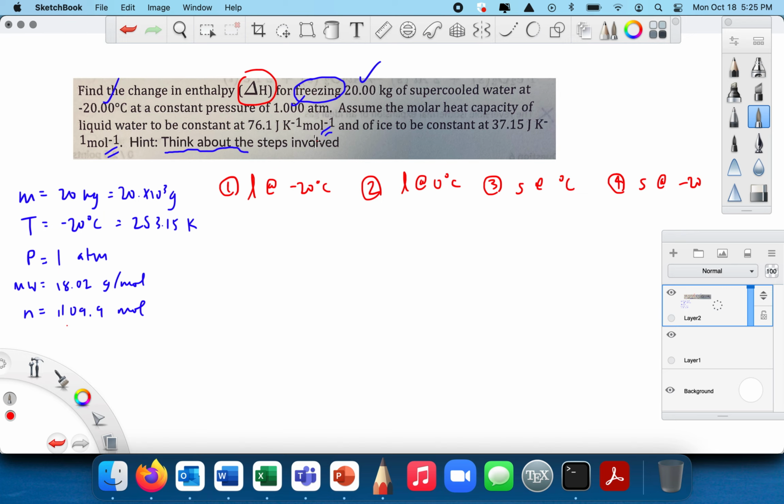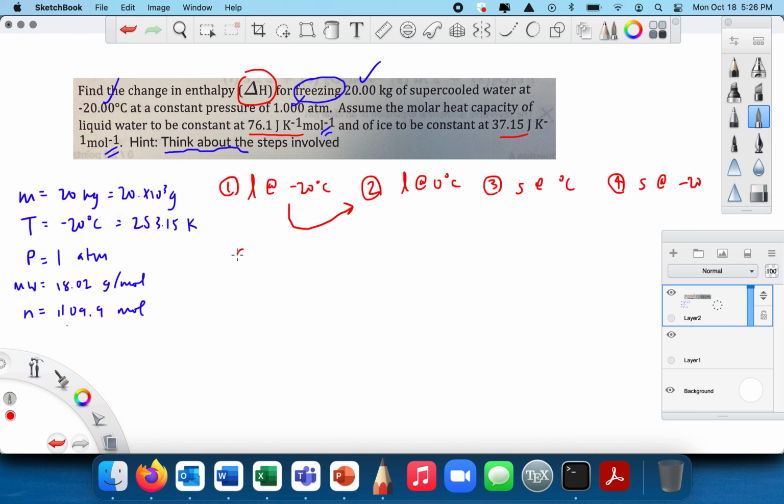And I have those hints because these things are given to me, right? These molar heat capacities are given to me. I'm not given the heat of fusion here in this question, so I have to look that up. All right, so first of all, I'm going to think about this step. Liquid at minus 20 to liquid at 0.